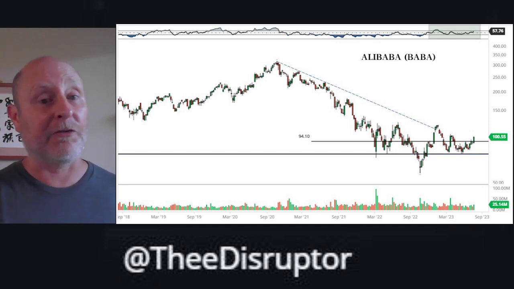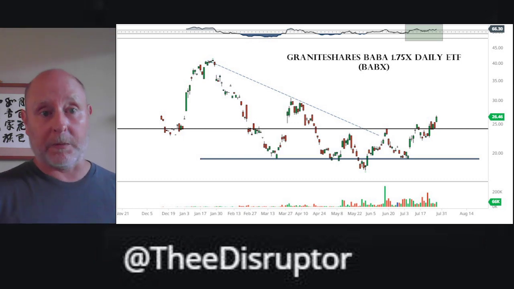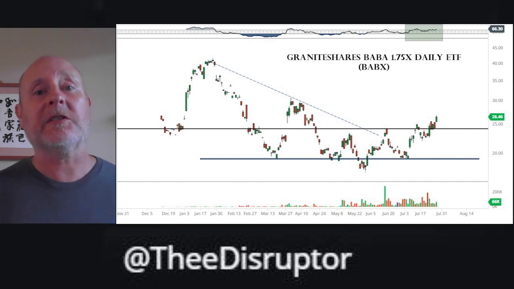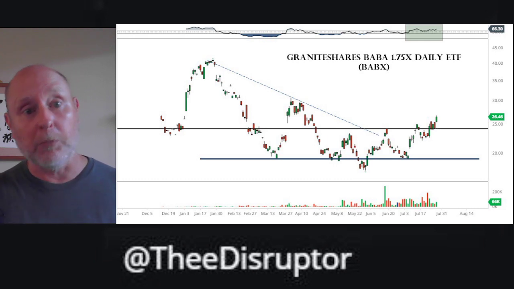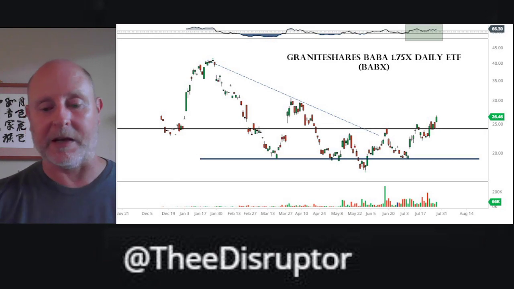Really excited about this. And if you're feeling the juice, but you want to add some more, there's actually a leveraged ETF called BABX, which is BABA performance times 1.5. So this is actually much more constructive. You look at this chart, this looks more bullish than the actual BABA chart does. That's another reason why I'm getting excited.